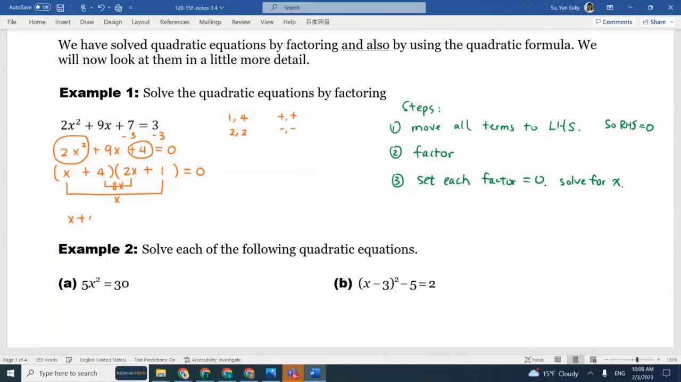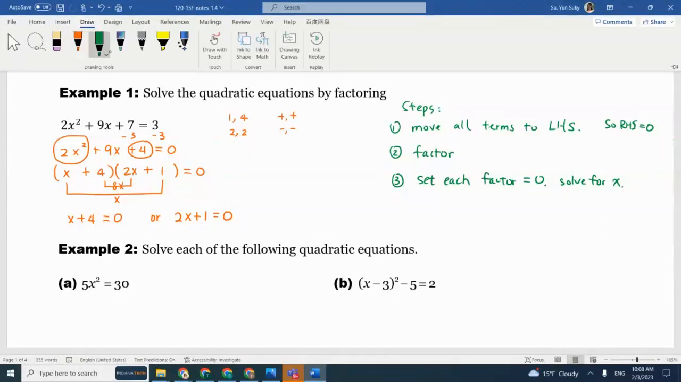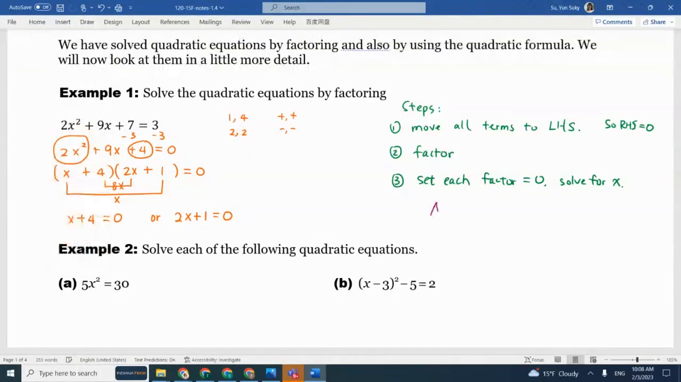So the first factor, x plus 4, set it equal to 0. Or the second factor, 2x plus 1 equal to 0. Here we're using the rule that if a times b is 0, this is the same as saying a is 0 or b is 0. If a product of two factors equals 0, that means either a is 0 or b is 0. And this rule is only true for 0.